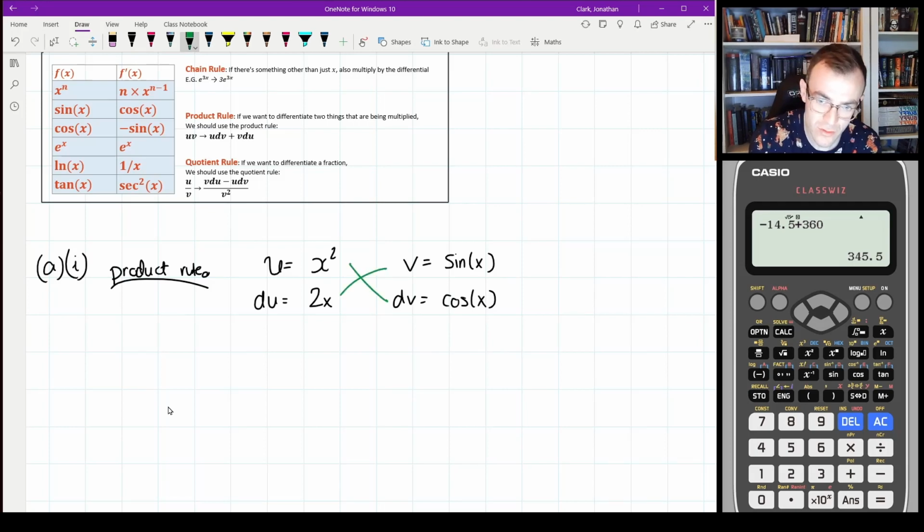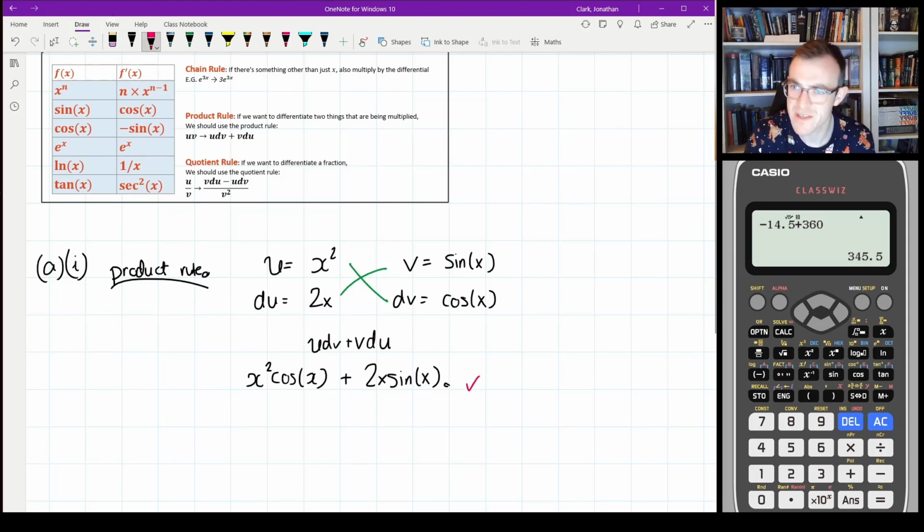And the product rule says that I should get u dv plus v du, which in this instance is going to be x squared cos x, and it's going to be sine x times 2x. I'm going to write that as 2x sine x. There we go. Not too much in the way of simplifying that. I guess you could take x out as a common factor, but I don't think that particularly makes it look any simpler, so we can leave it like that.